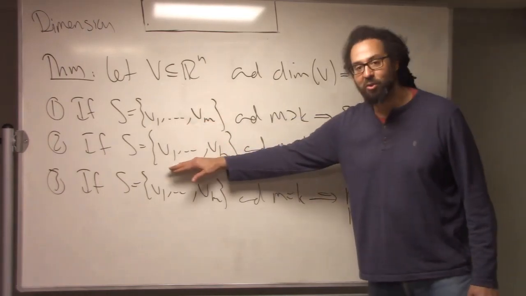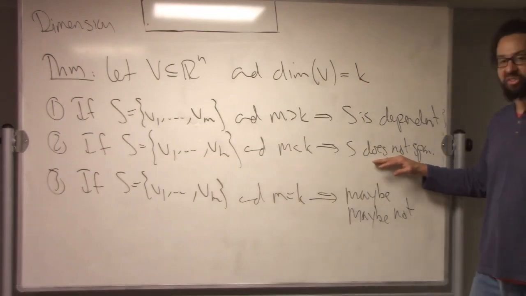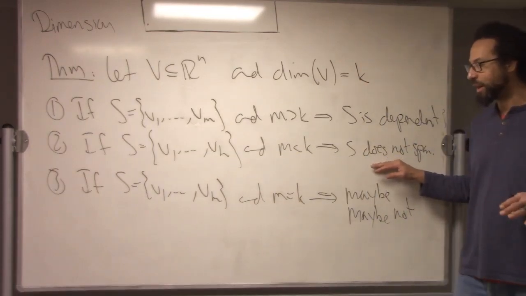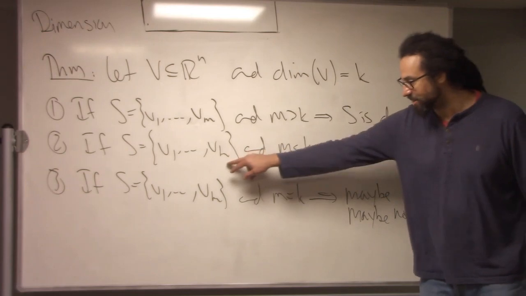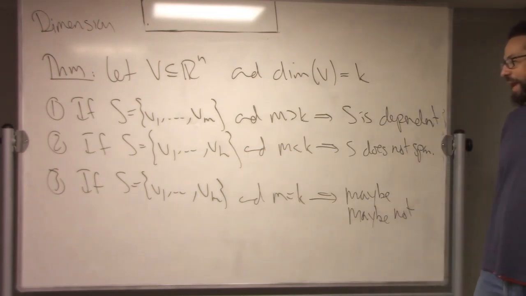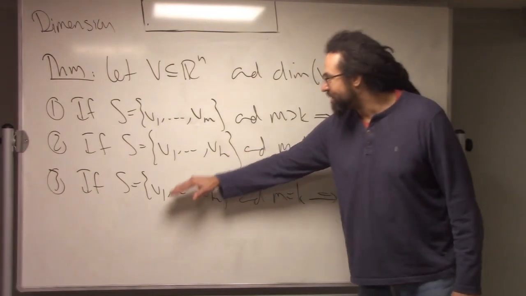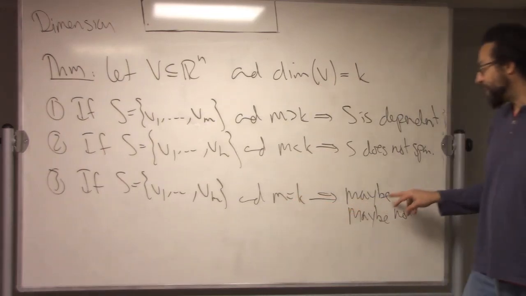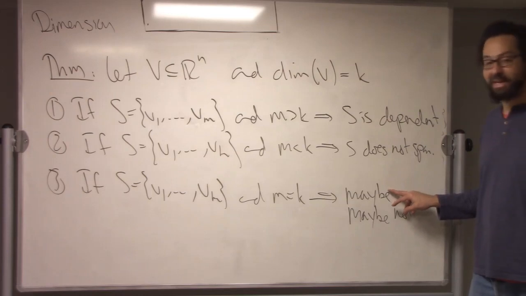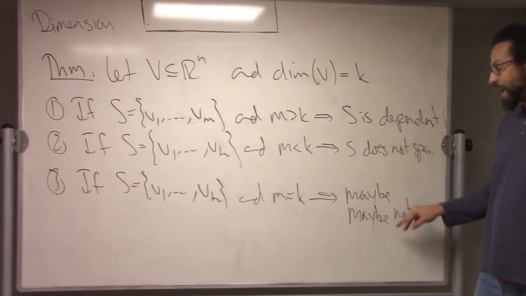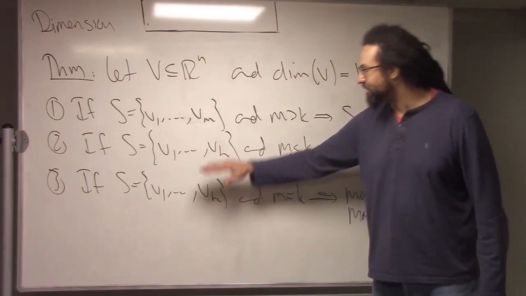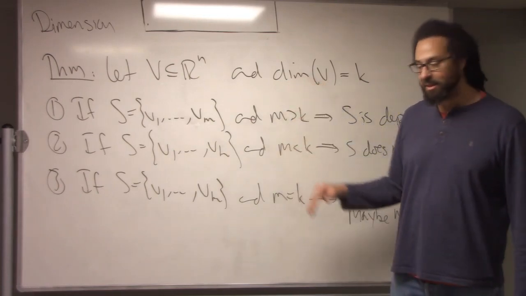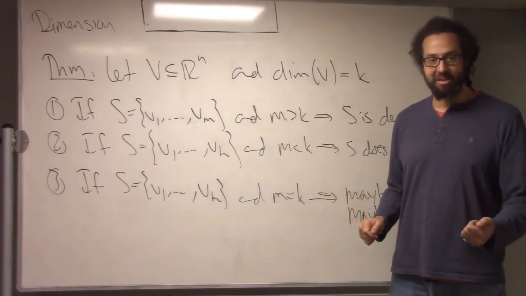This is too few vectors, so you won't be able to reach everywhere in the space V using just these directions. So it won't span. If you've got a set with exactly k vectors in it, so if m is equal to k, then maybe it is dependent, maybe not. Maybe it spans, maybe not. So if the number of vectors is equal to the dimension, then you need further testing.